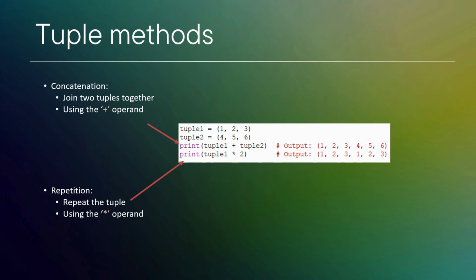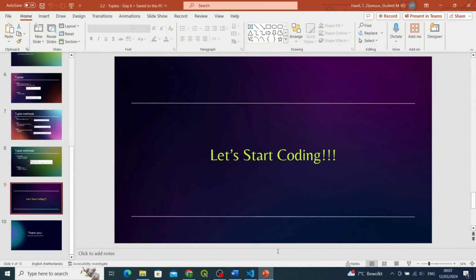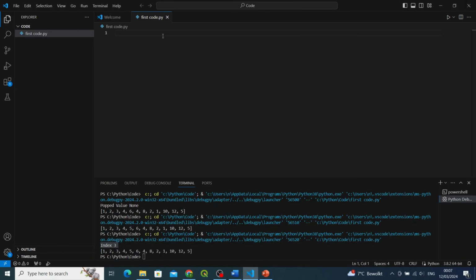Now this concatenation can also be used for strings or even for lists in a similar manner. We'll also have a quick look at that. And that would be all for the theory, so let's start coding. Open up VS Code and create a new file or use the same file. It's up to you. I will be using the same file.